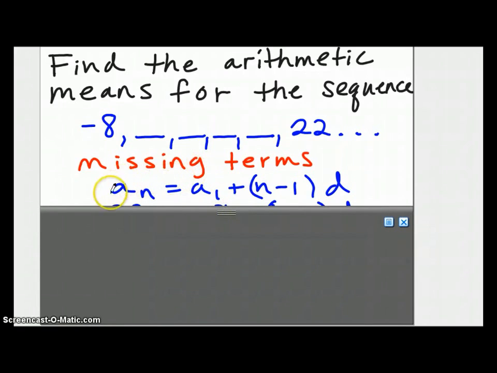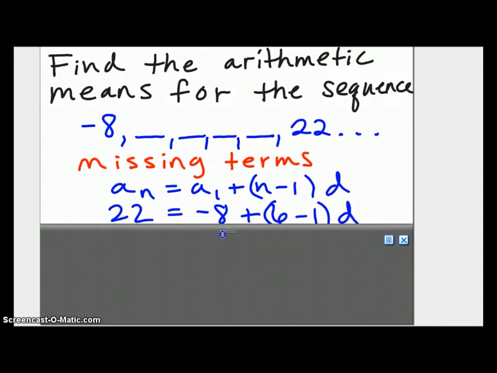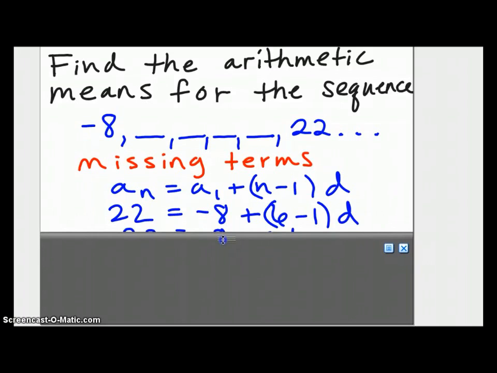What do I have? I have an a sub n. I have a first term. If I have this a sub n, what is my n value? Well, I have a first term. I'm missing a second, missing a third, missing a fourth, missing a fifth. This is my 6th term, so I have an n value. Do I know my d? No, I don't know my d. So I must find that out, and that'll help me find those missing terms.